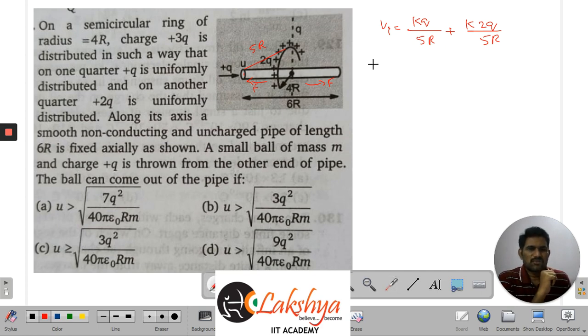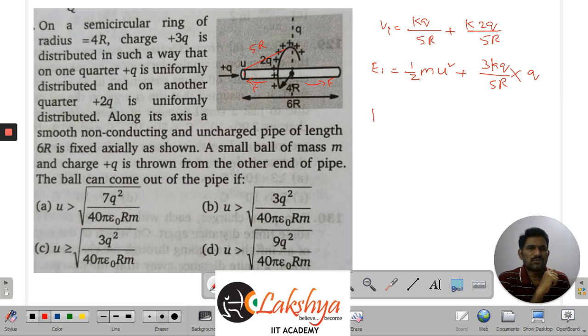Now I am writing the initial energy with the help of this. The initial energy is nothing but half m u square, where the initial velocity is given as u, plus the total potential energy we need to write. The potential I can write as 3kq by 5r, into the charge of the particle, which is q. So this is the initial energy.